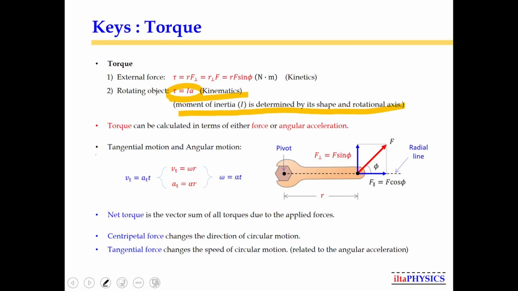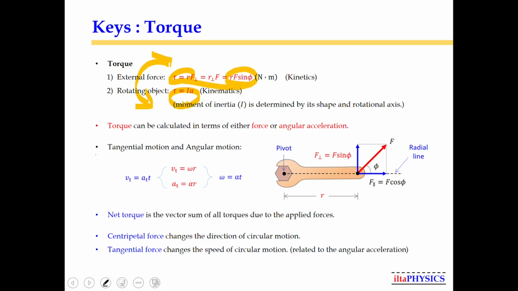The moment of inertia in rotational motion is determined by the object's shape and the axis of rotation, which we'll cover in more detail in the next chapter. The most typical way to solve torque problems is to calculate torque from both the kinetic and kinematic perspectives for the same motion and then link them together. So please keep that strategy in mind.